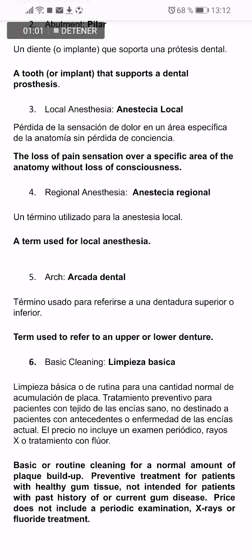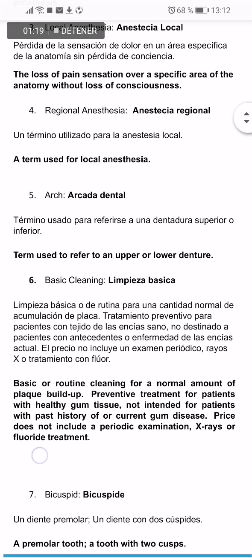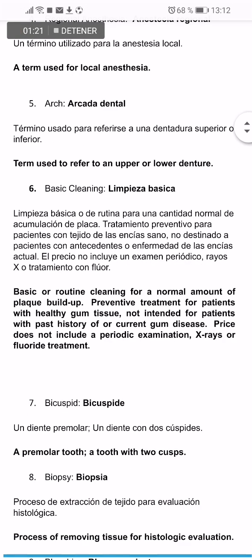Bien, voy a tratar de pronunciarlo lo más pausado posible para que ustedes puedan retener dicha información. Regional anesthesia, anestesia regional: a term used for local anesthesia. Arch, arcada dental: term used to refer to an upper or lower denture.